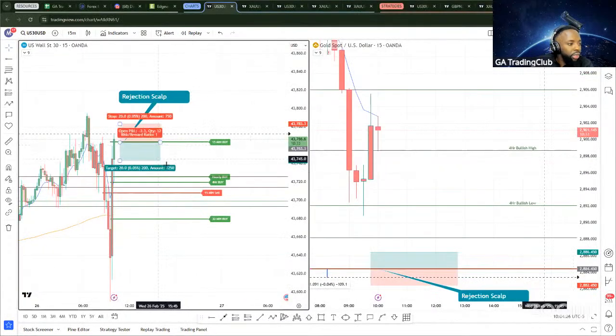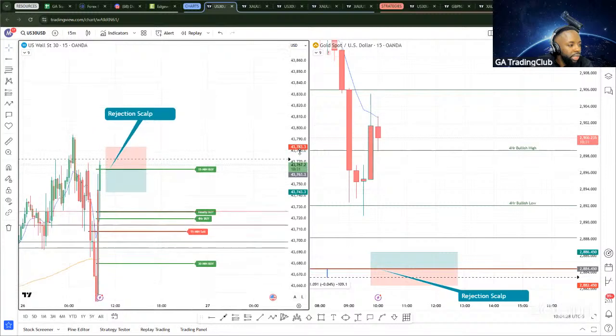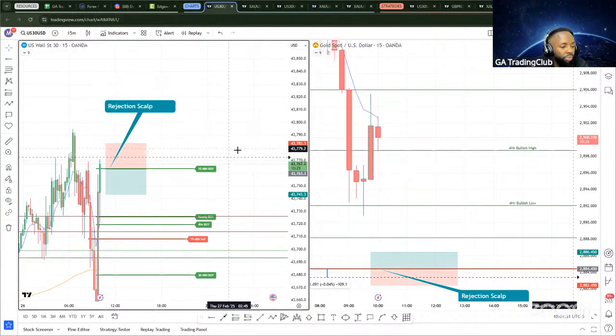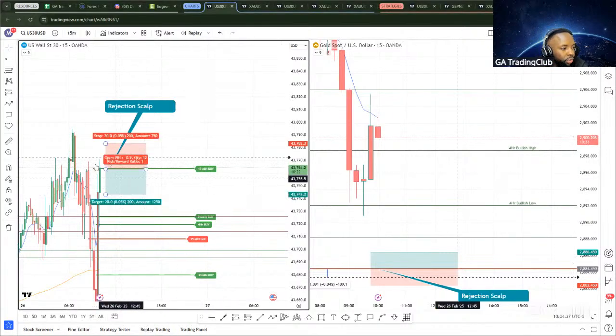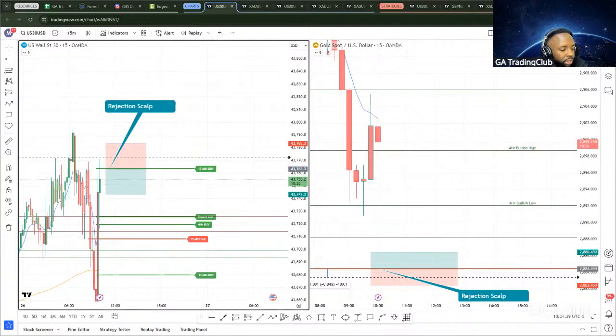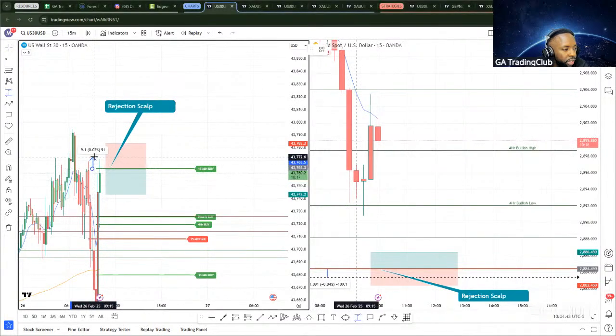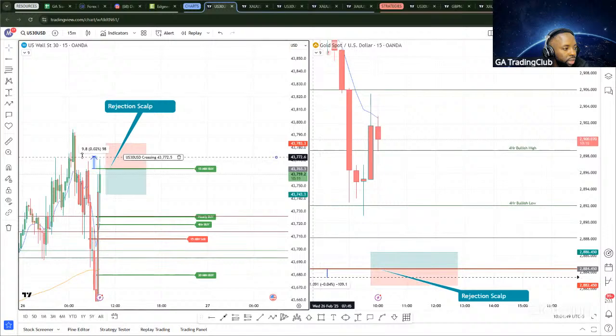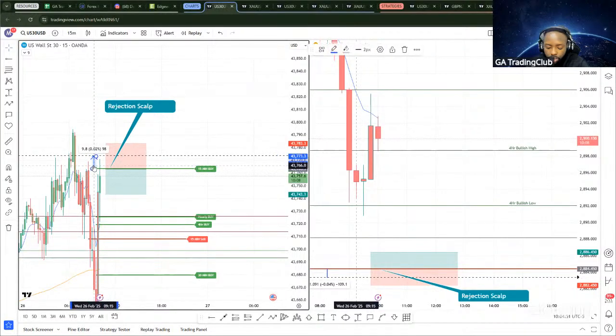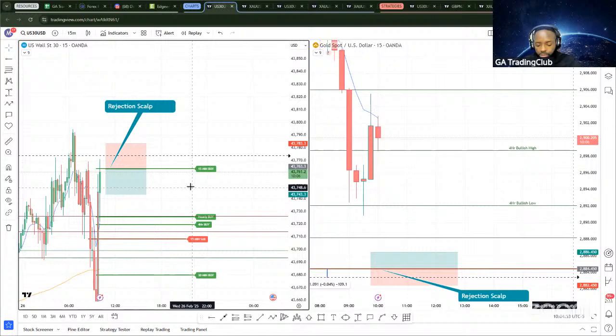So what we need here is for price to test this. And today I'll probably enter on the 5-second time frame. We need price to go 10 points in before retracing. So we need to get somewhere around there. So we need price to go up there first before retracing.